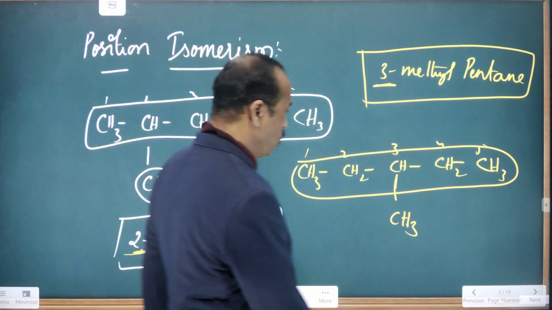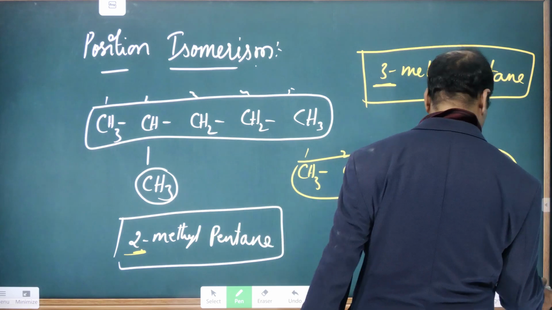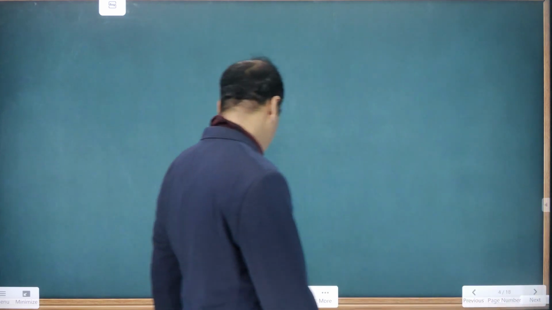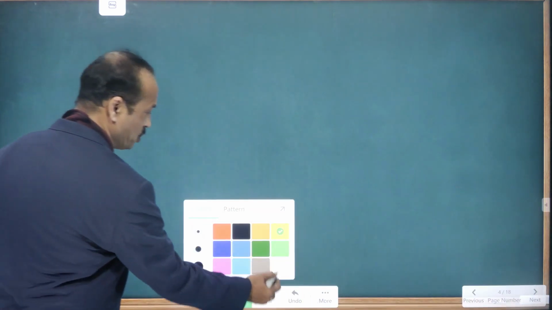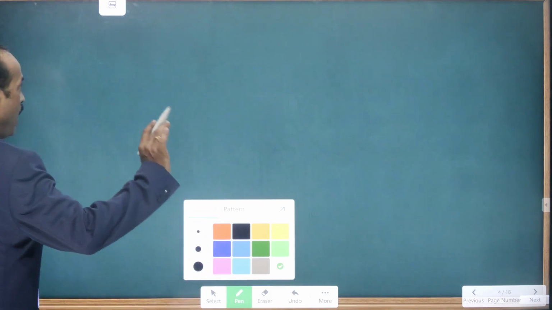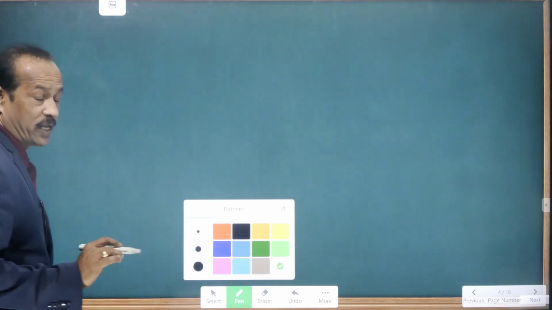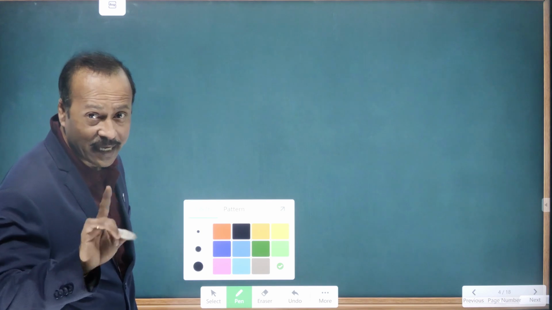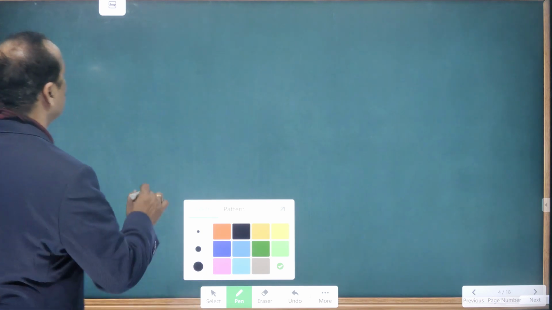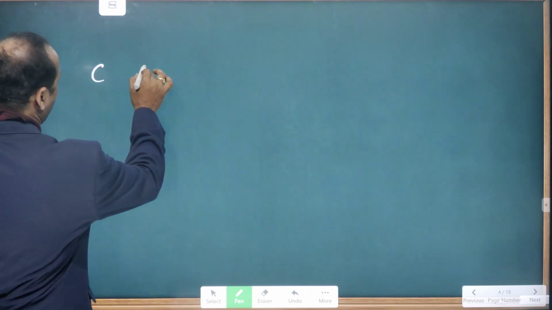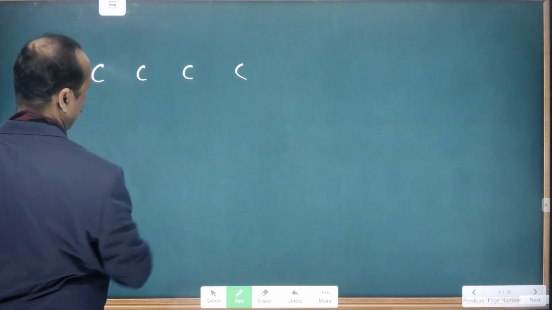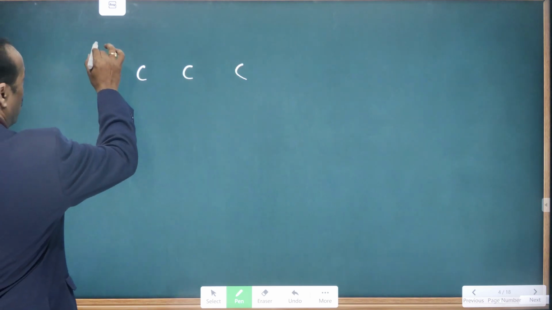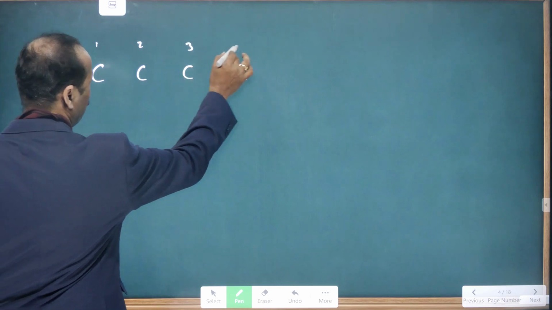Okay. Now, here we have taken an alkyl group. Other than that, can we take any other one also? Yes, you can take. For example, I'll take 1-butene. But means what? 4 carbons. 1, 2, 3, 4. Okay. If I give the numbers 1, 2, 3, 4.